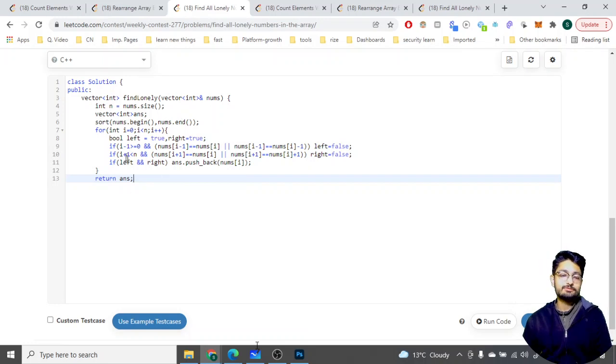Similarly, on the right-hand side, if i plus 1 is in bounds and the element at i plus 1 is equal to the element at i, which means the right element is the same as the current element, it is also a contradiction. Or if the right element is just 1 plus the current element, it is also false, and we should not take that. If both left and right are true, both conditions are satisfied: on the left and right there is no element equal to it or 1 plus or minus it. Then we just push the current element into the nums vector and print out the nums vector. That is the overall logic and code for all the 3 problems.